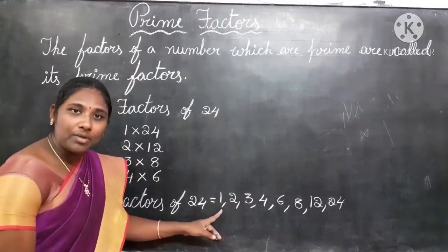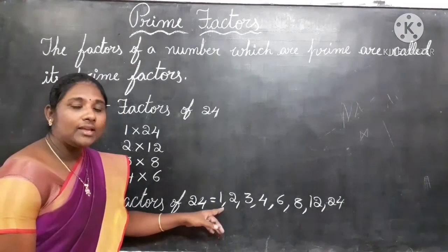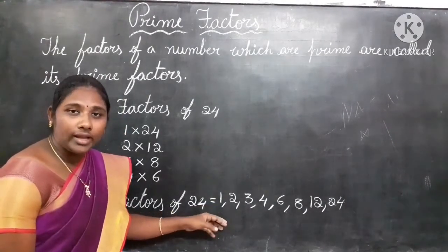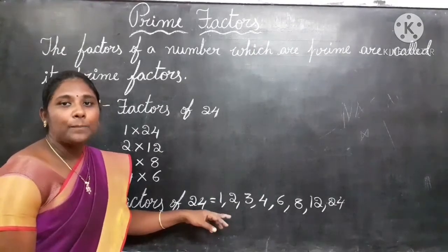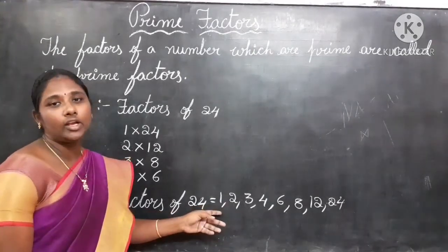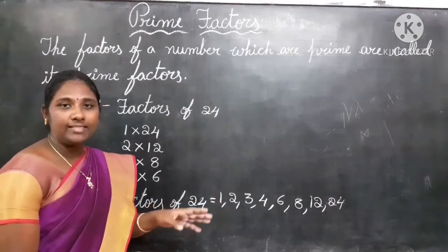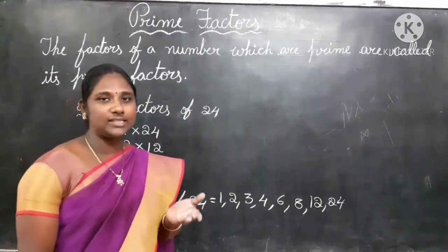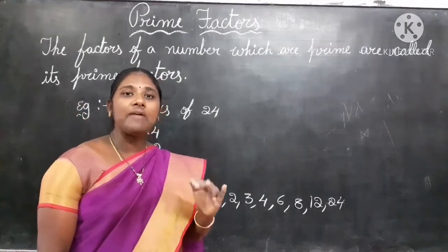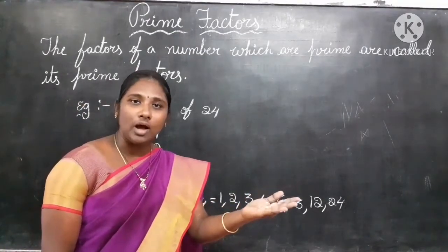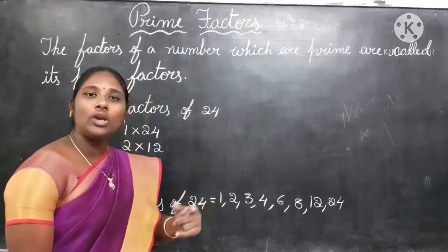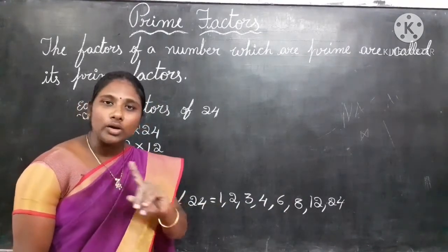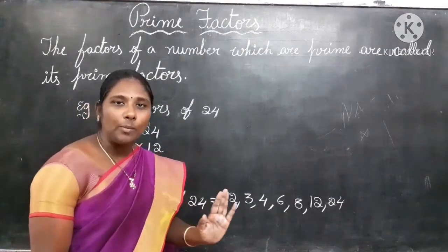1. Is 1 a prime number? No. Why? 1 is not a prime number. It is not a composite number. 1 is neither prime nor composite. A number having two factors is called a prime number. A number having more than two factors is called a composite number. So 1 has only one factor, so it is not a prime number and not a composite number.